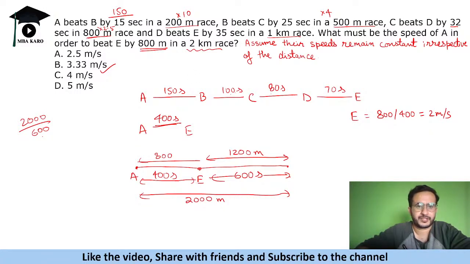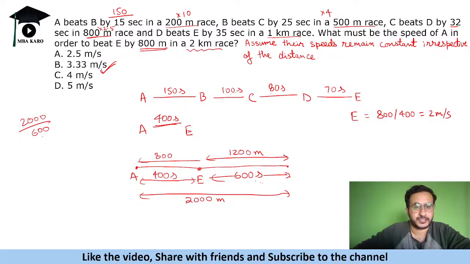Okay, so this will be the answer, 3.33. So what we did was we found the relation between A and E. Okay, and then compare that A is beating E by 800 meters and also by 400 seconds. So A is beating E by 400 seconds. That means in 400 seconds E will cover that 800 meters. Okay, so E's speed came to 2 meter per second. E covers 1200 meters in 600 seconds, and in 600 seconds A has finished the race. So we get the speed of A using this.